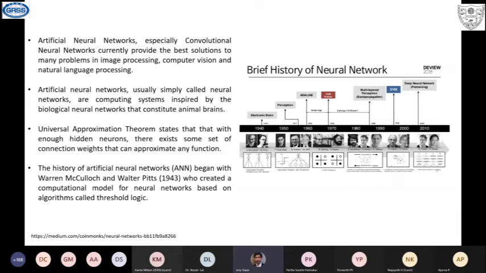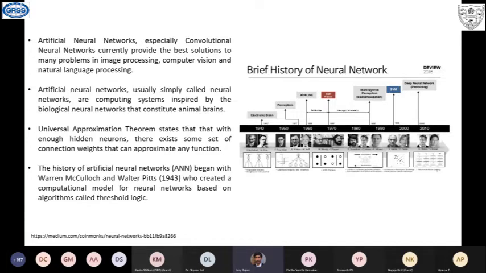So artificial neural networks are basically inspired by the working of the brain. Motivated by the working of the biological neuron, McCulloch and Pitts created the first artificial neuron. We will come to those papers in the coming slides. And the universal approximation theorem states that with enough neurons and with enough hidden layers, you can approximate any function with the help of artificial neural network. That shows the power of artificial neural network.